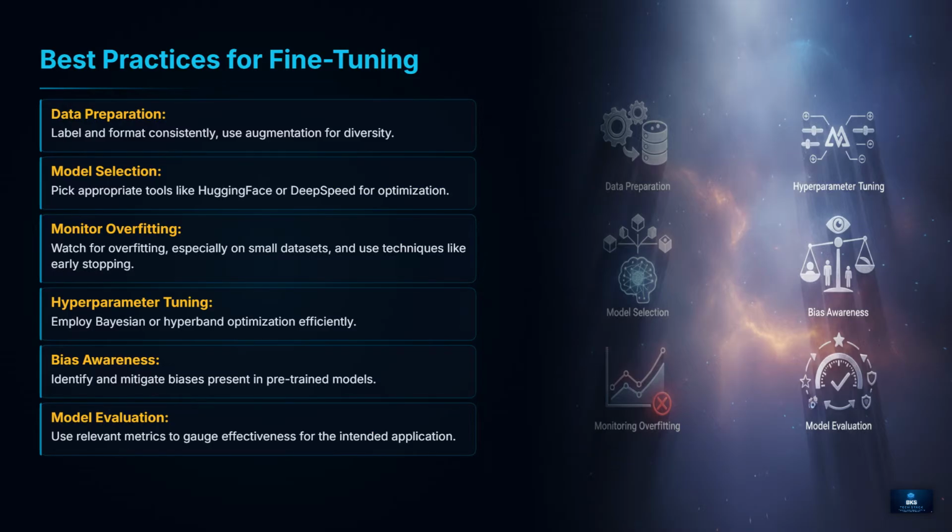To wrap up our discussion on fine-tuning, let's highlight some key best practices. Thorough data preparation is non-negotiable. Consistency and diversity are vital. Choose the right tools. Libraries like HuggingFace and DeepSpeed are excellent choices. Always monitor for overfitting, particularly with limited data. Efficient hyperparameter tuning is key, and using automated methods can help. Crucially, be aware of and actively mitigate potential biases inherited from pre-trained models. Finally, robust model evaluation using appropriate metrics ensures your model is truly effective.